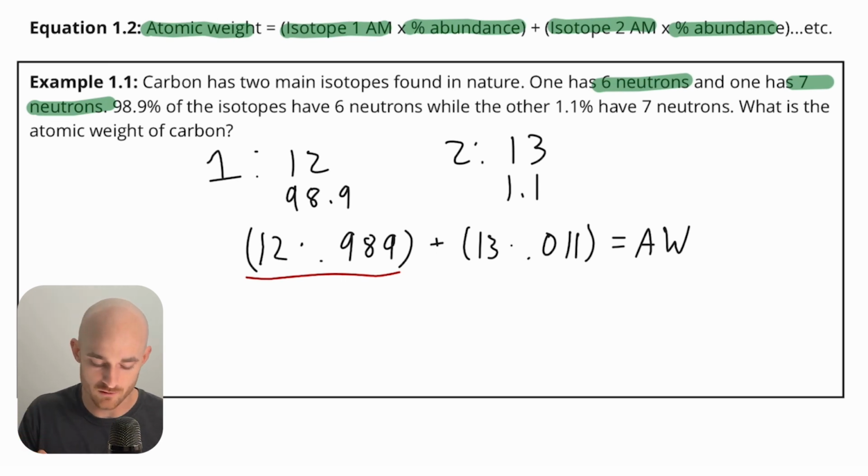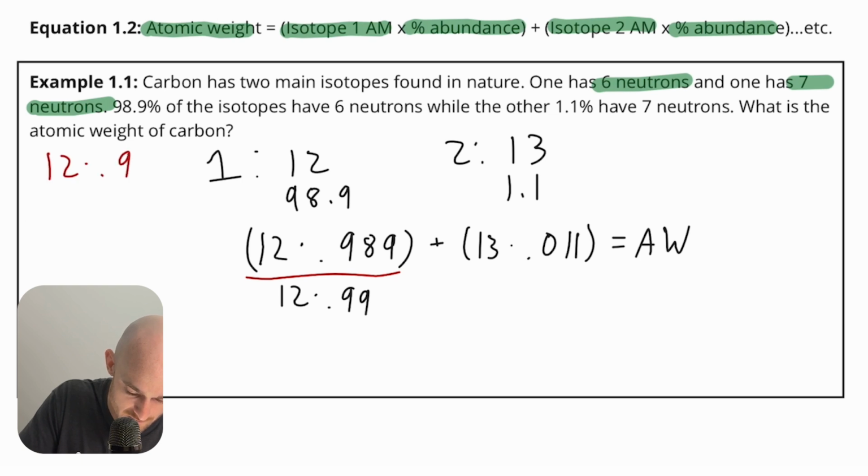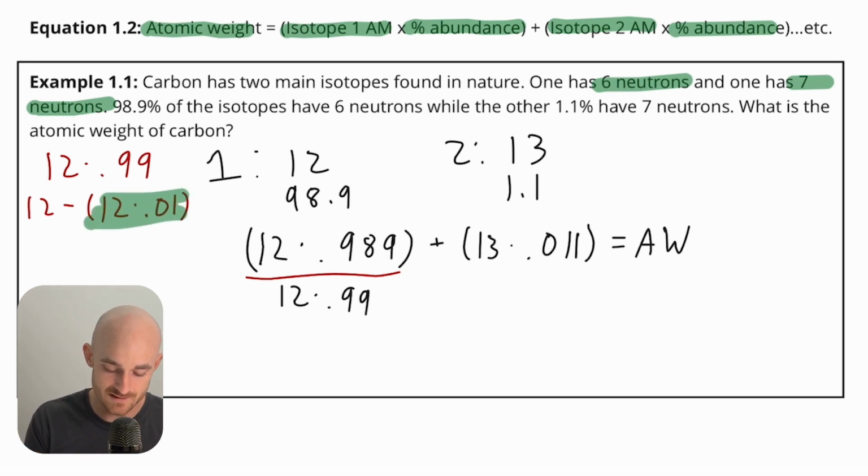And since we don't have a calculator, we can do some rounding, and we can turn that into 12 times 0.99. I'm going to solve 12 times 0.99 off to the side here. 12 times 0.99 is not something that I can do in my head, but I know it's the same thing as 99% of 12, which is the same thing as 12 minus 1% of 12.